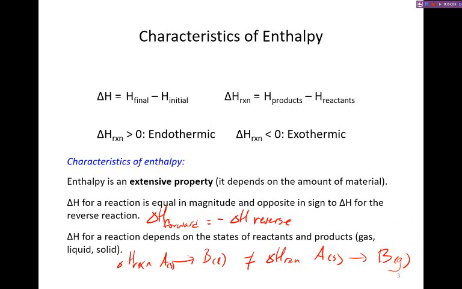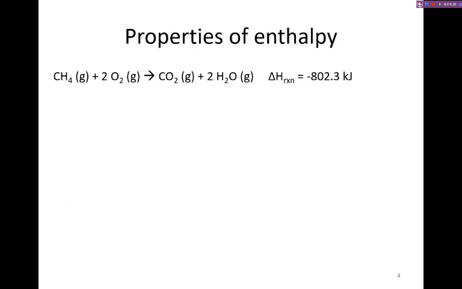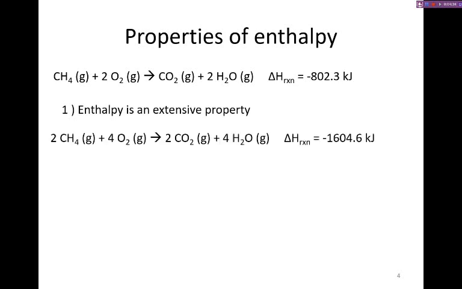Okay, so let's take a look at an example of each of these characteristics. So let's say that we've got this as our chemical reaction. This is the combustion of methane into carbon dioxide and water. And as written, that reaction will give off 802.3 kilojoules if we have a mole of methane, 2 moles of oxygen, 1 mole of carbon dioxide produced, and 2 moles of water produced. So because enthalpy is an extensive property, if we double the reaction, we're going to double the energy that's given off.